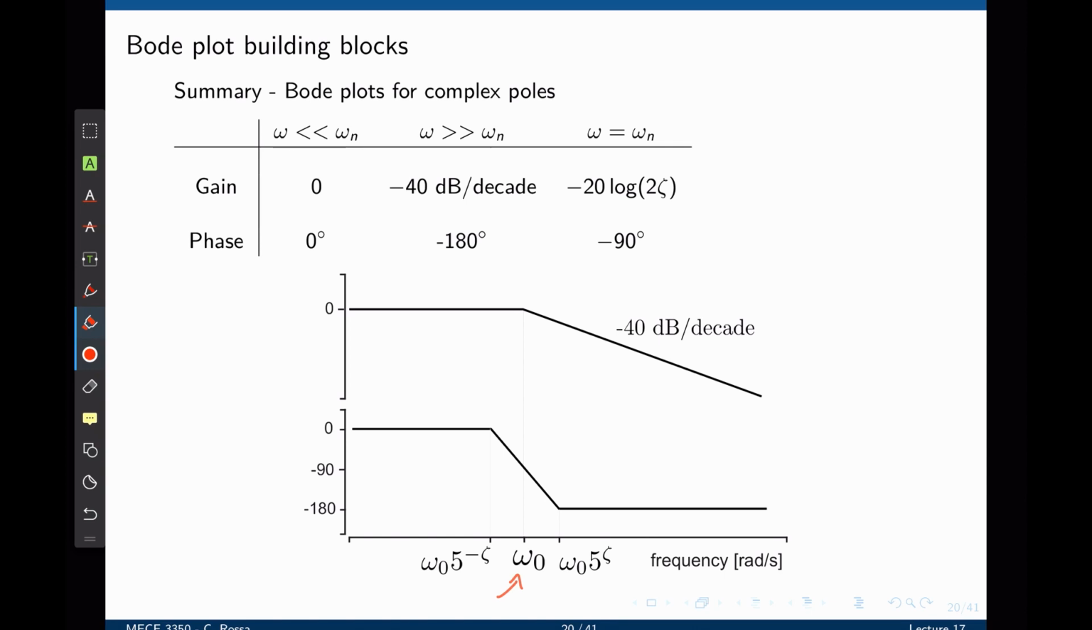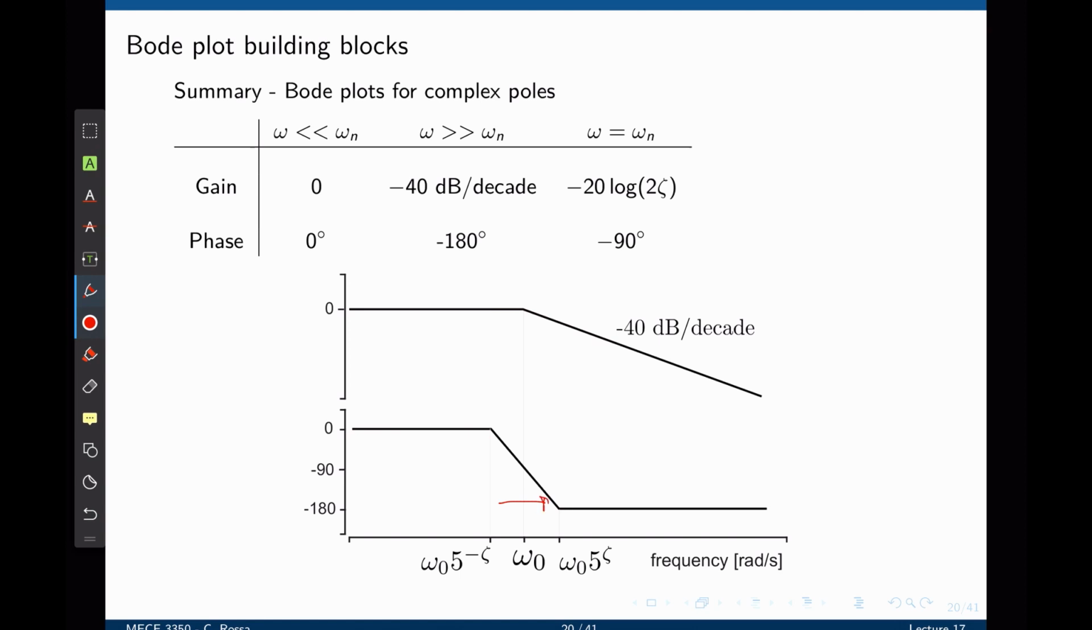Up to omega 0, we have a slope of 0 on the Bode plot. That is at 0 actually. Past the cutoff frequency, we go down by negative 40 decibels per decade. The phase goes from 0 to negative 180 degrees. Of course, this happens with a smooth function, something like that.